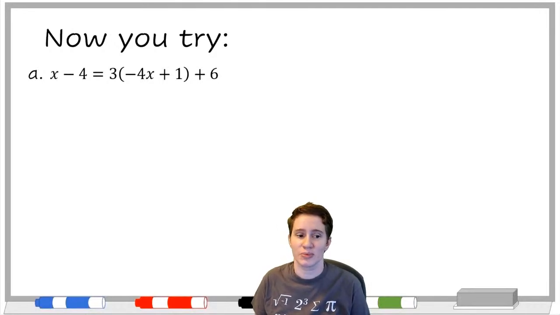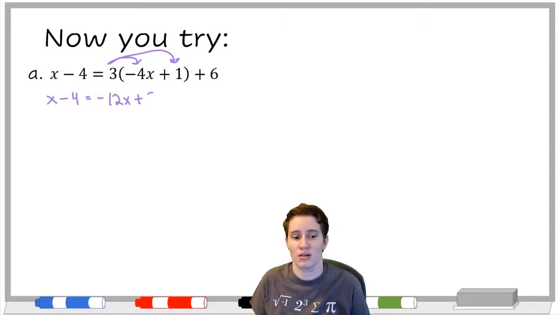Okay, so first step is to distribute this 3. So everything else stays the same. x minus 4 equals 3 times negative 4x is negative 12x. 3 times 1 is 3. And don't forget this plus 6 at the end. That's an easy mistake to make.